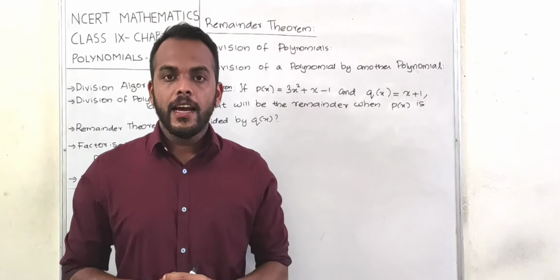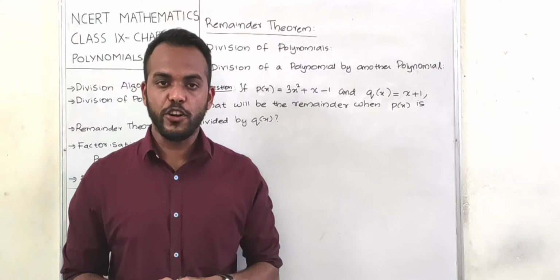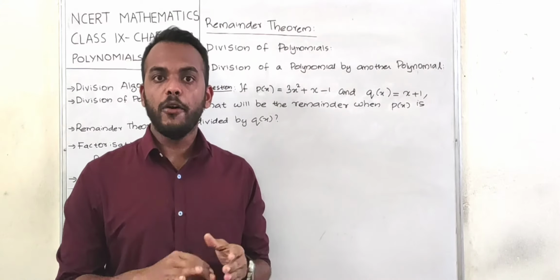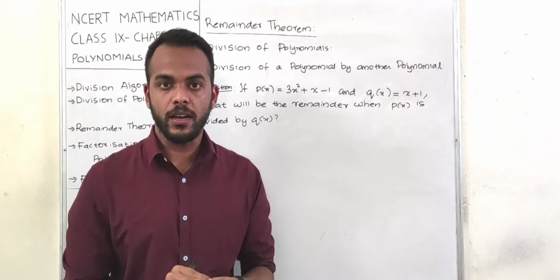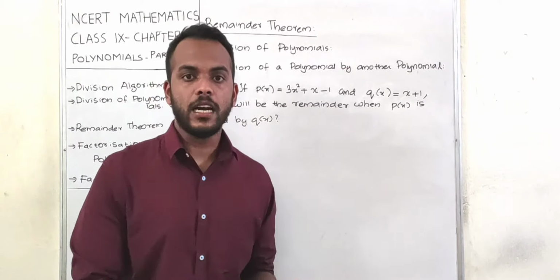Now let's see how we can divide a polynomial by another polynomial. In the last part we saw how to divide a polynomial by a monomial. But what if there is more than one term in the given polynomial? Let's see how this can be done.